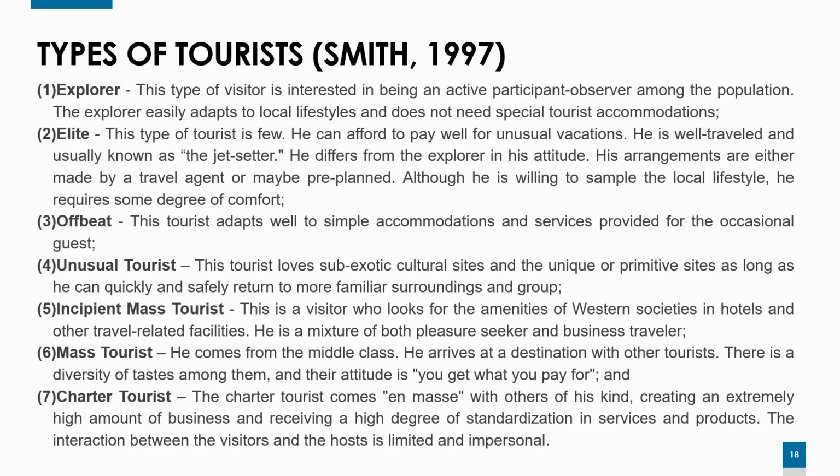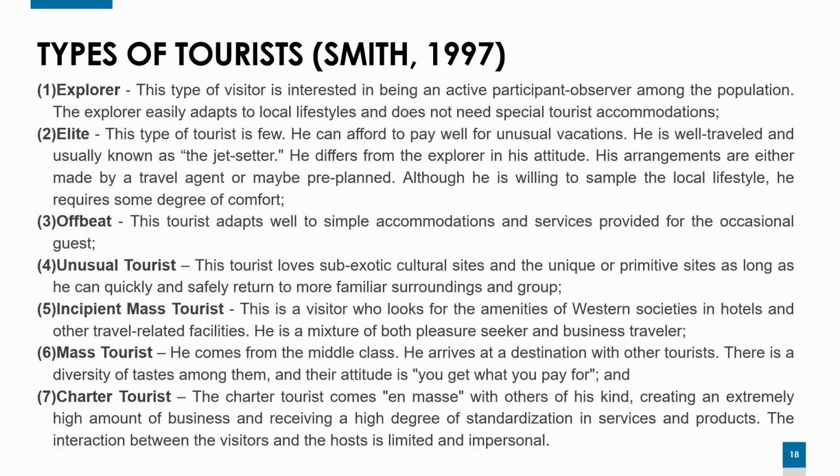Next is elite. This type of tourist is few. He can afford to pay well for unusual vacations. He is well-traveled and usually known as the jet setter. He differs from the explorer in his attitude. His arrangements are either made by a travel agent or may be pre-planned. Although he is willing to sample the local lifestyle, he requires some degree of comfort.